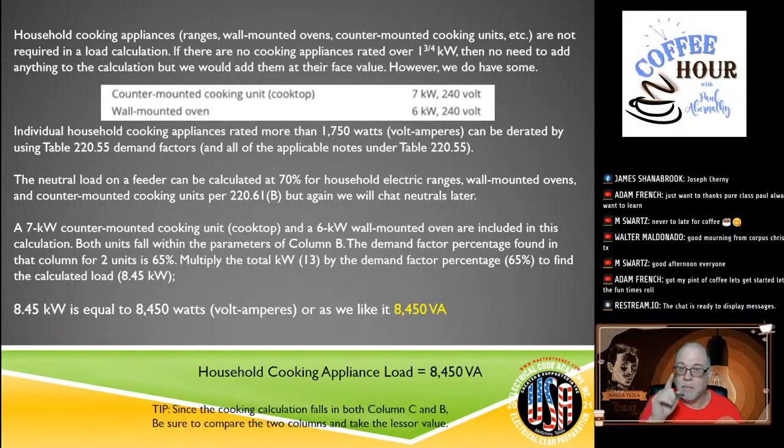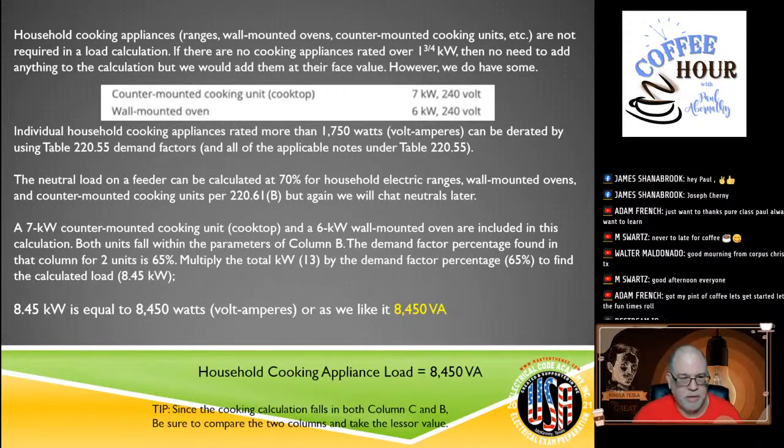Wow. That's powerful. Now, it says where the rating of cooking appliances falls under both column A and B, which ours does not, by the way, it just falls under B. But if it did fall under A and B, the demand factors for each column shall be applied to the appliances for that column and the results added together. So you could do that. In our case, it's all B. So we're easy. Easy peasy lemon squeezy. So what are we going to do here?